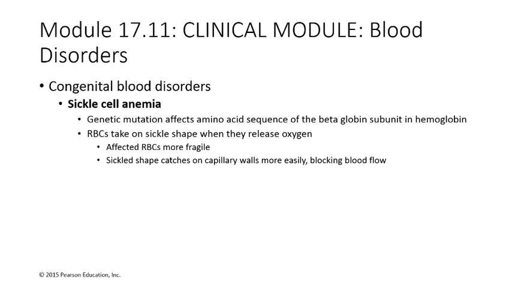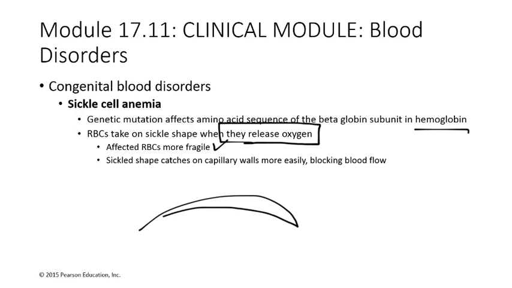Sickle cell anemia, we talked about this back in the genetics unit chapter of Biology 105. This is a genetic mutation, a point mutation in the hemoglobin. As a result, the red blood cells don't carry oxygen very well. These cells are more fragile. They tend to sickle in their shape, and that shape gets stuck in capillaries, blocking blood flow, and makes it very, very difficult for these patients to get normal oxygenation and normal perfusion of their tissues.